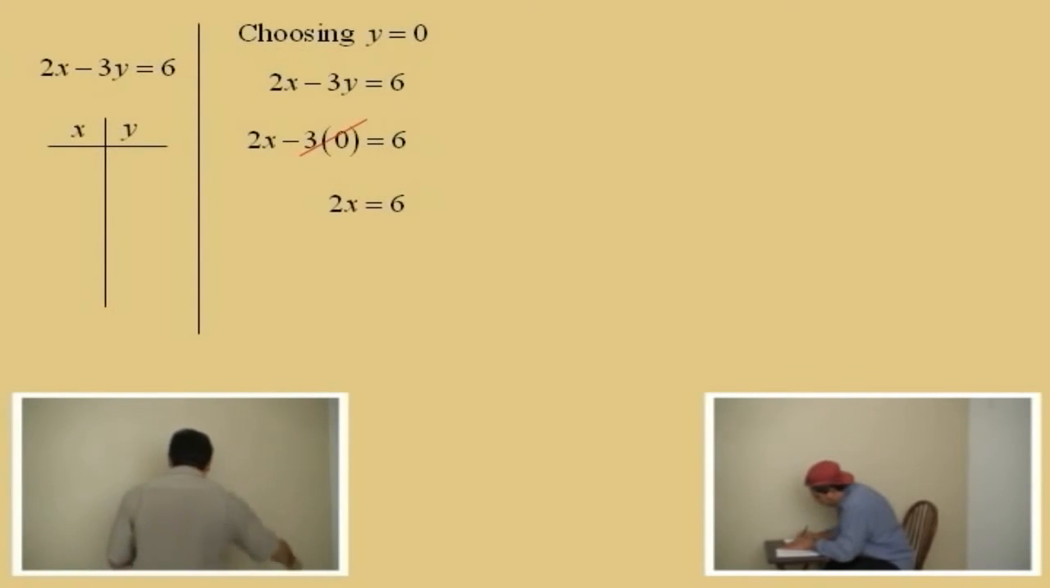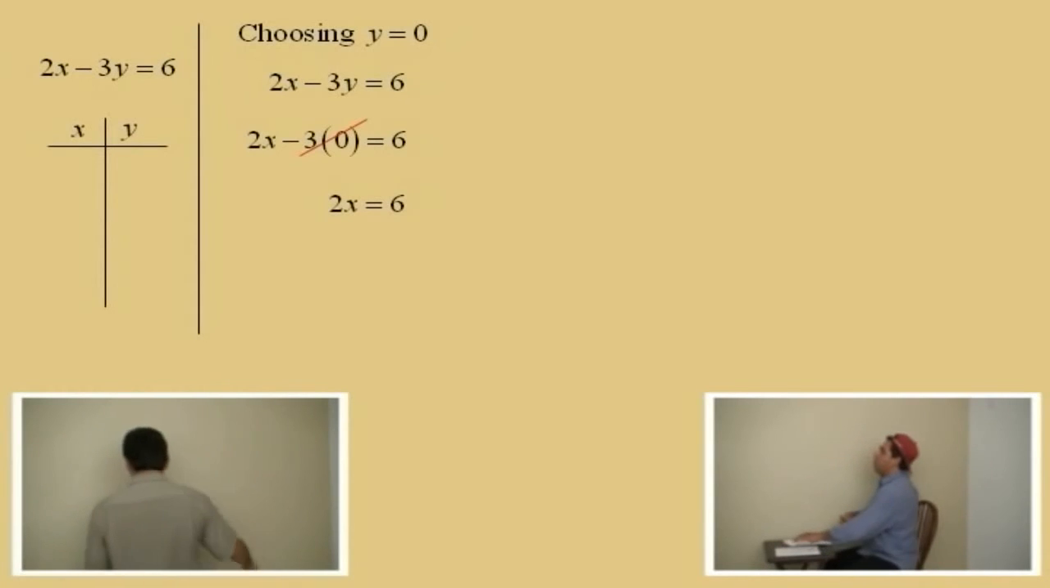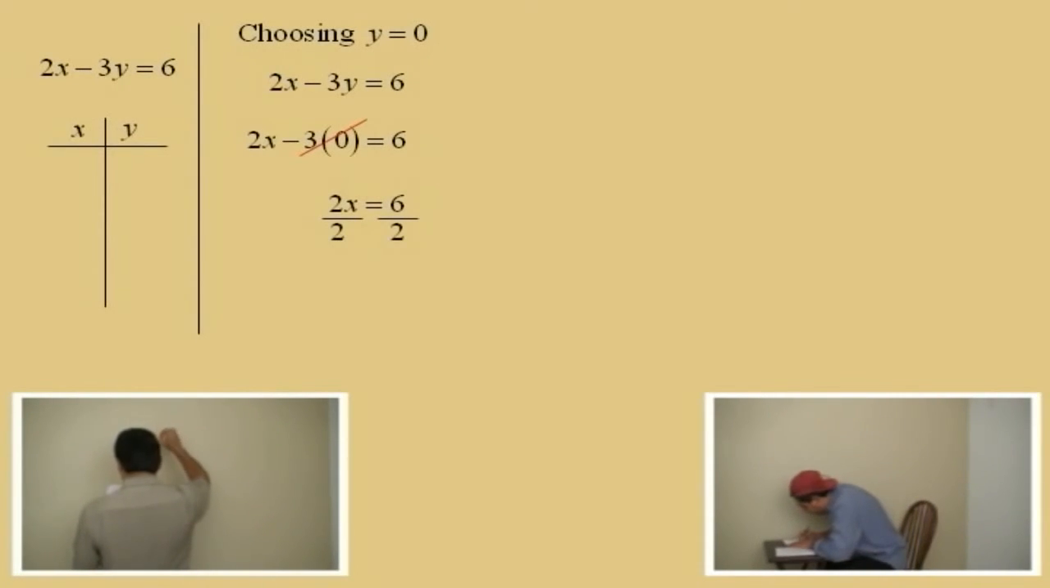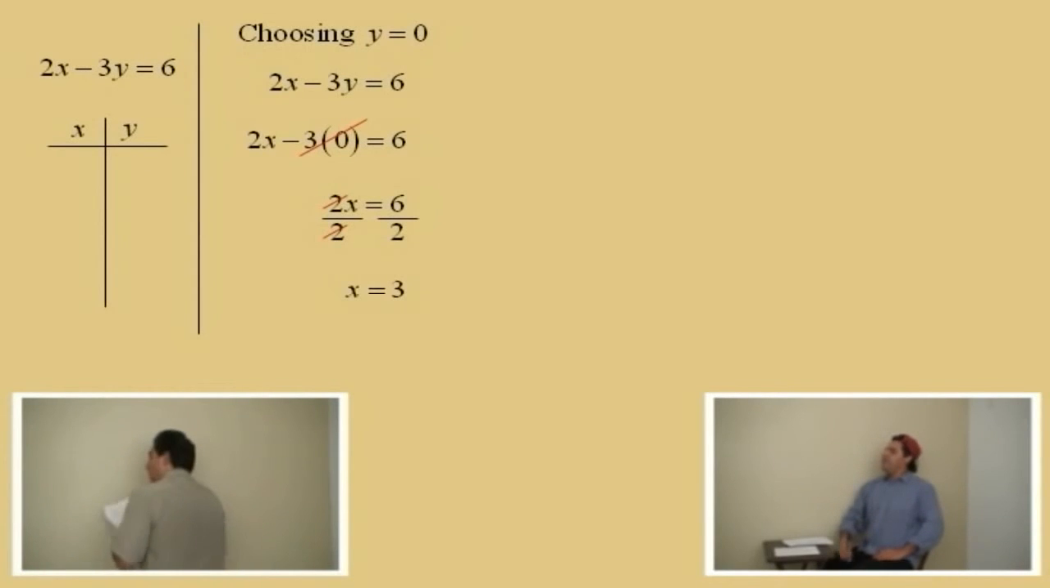Now to solve for x, Charlie, what do we need to do? Divide both sides by 2. Divide both sides by 2. So here we go. New line, divide by 2. 2's cancel. Okay, Charlie, what does that give us for x? x equals 3.